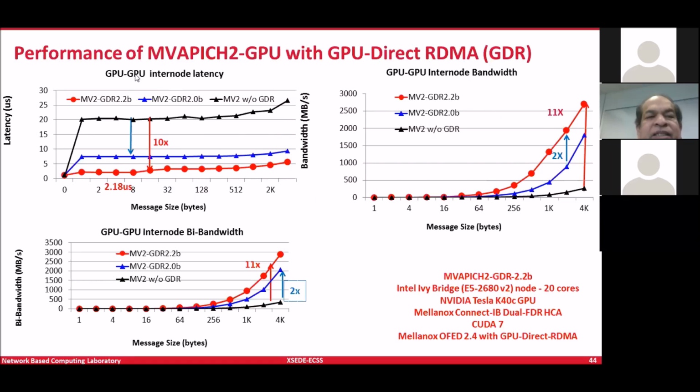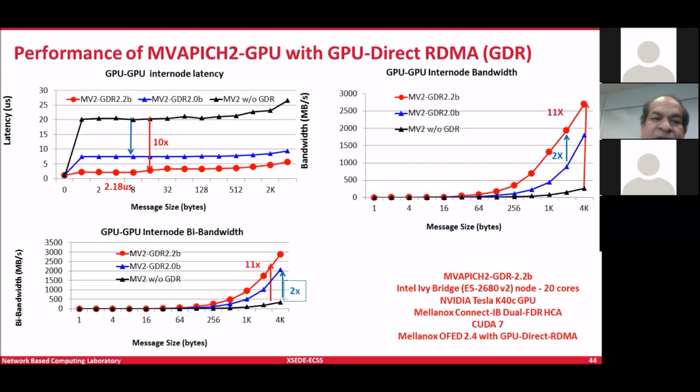For example, let's say GPU to GPU internode latency: you can see that this black line is without GPUDirect RDMA. In our earlier 2.0 version, we reduced the latency to this blue line, and since last year, with the 2.2 series, we have reduced it to this red line. So think of this number, which is 2.18 microseconds. Effectively, InfiniBand these days provides about 1 microsecond, and we take another 1.18 microseconds to move data from one GPU to the other GPU.